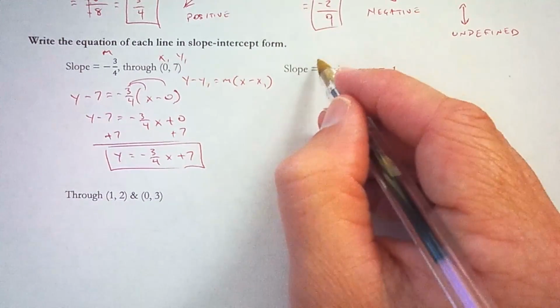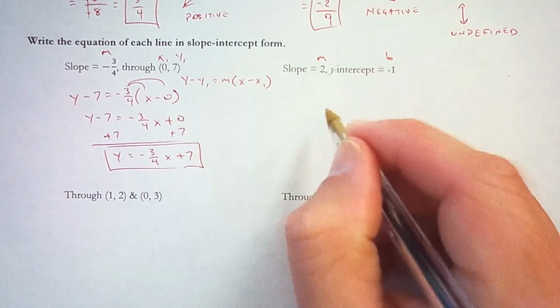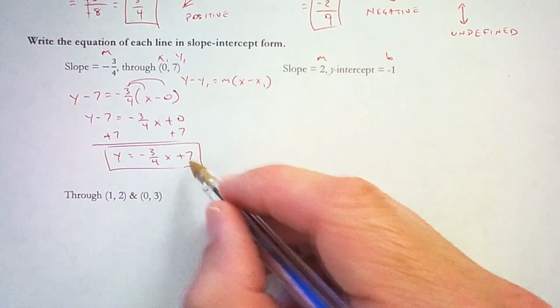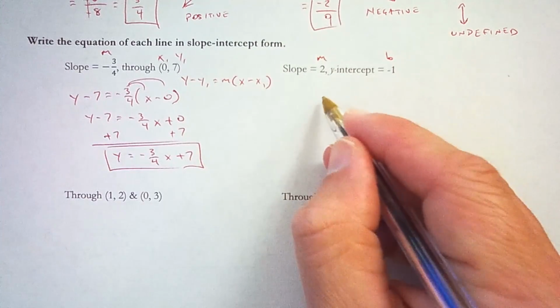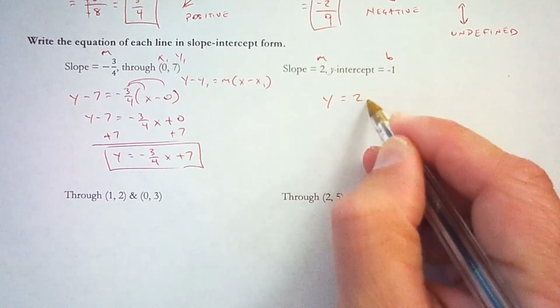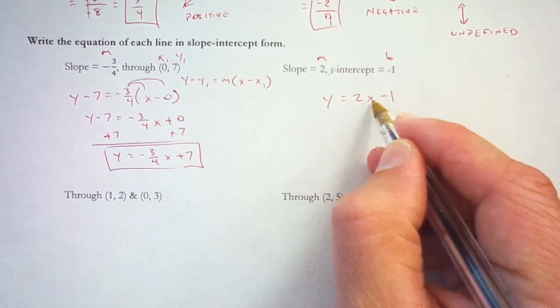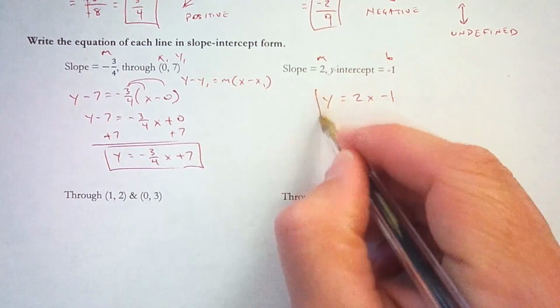Next one, the slope is given. The y-intercept is also given, so I can go right to my final answer. I can go to this format here. Y equals 2x minus 1. Slope times x plus y-intercept.